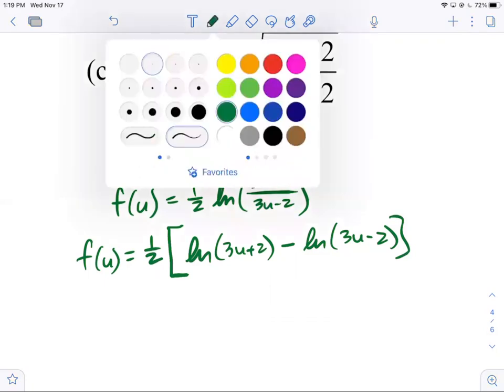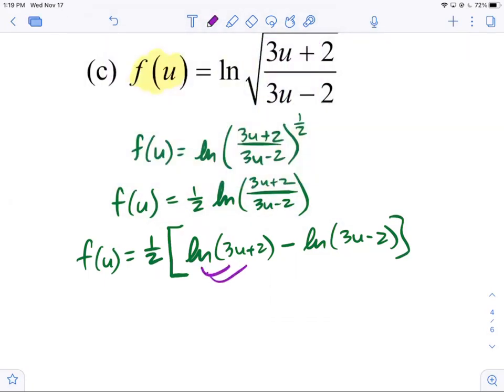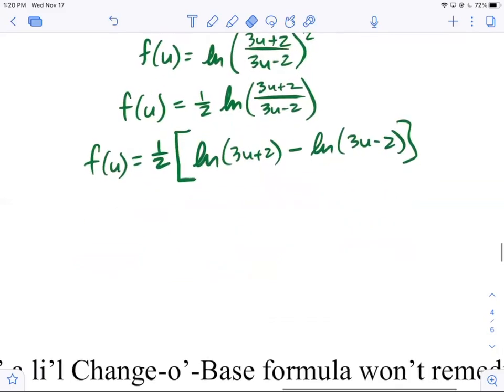Can we do some more? Can I distribute the natural log inside of its own argument? No, that does not work. You cannot do that. So that's about as far as we can get unless we distribute the 1/2, which is going to be easier.